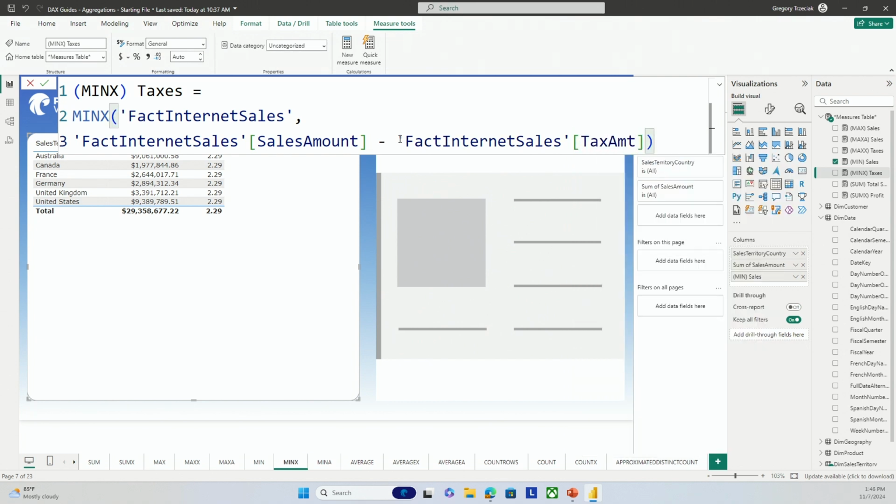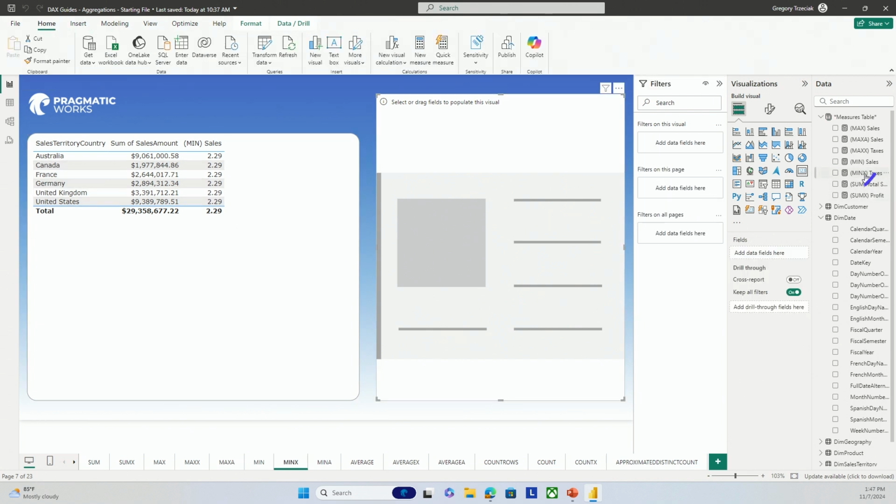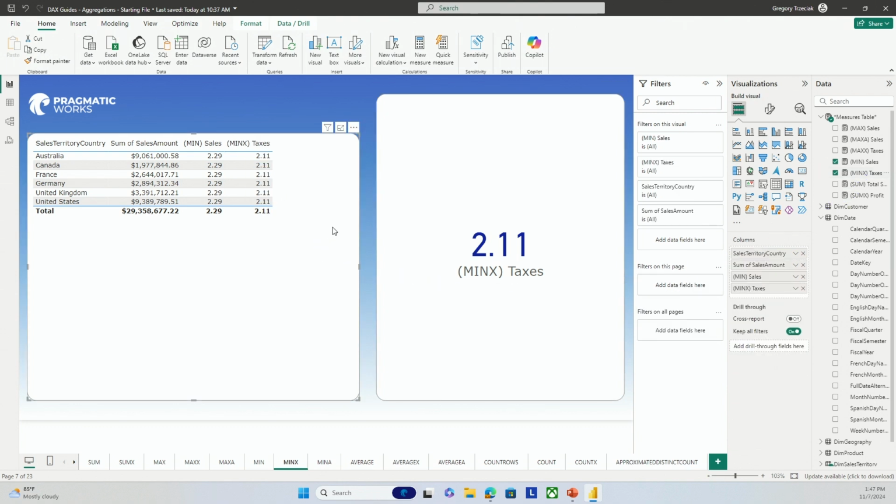Now, we know from earlier in the MIN function that our minimum amount is about $2.29. And we can see that here in our minimum sales. But what I'll bring in is this MINX, and let's see, if we account for taxes, what actually was the minimum sale amount? About $2.11. If I bring that into the table, looks to be the same.